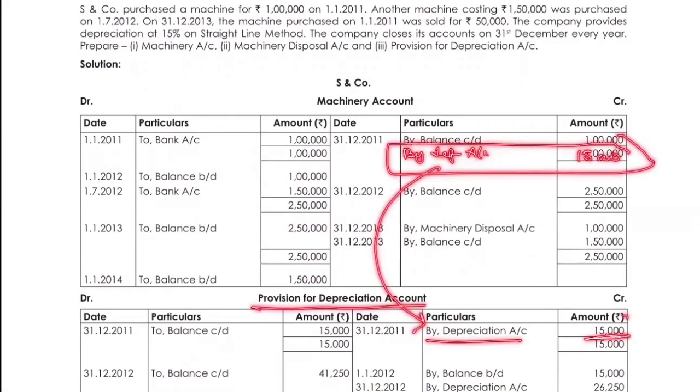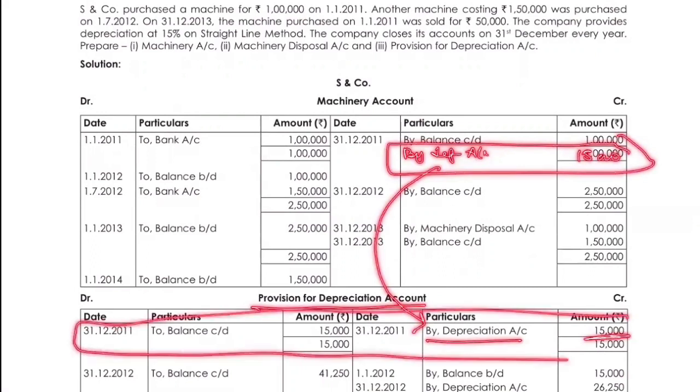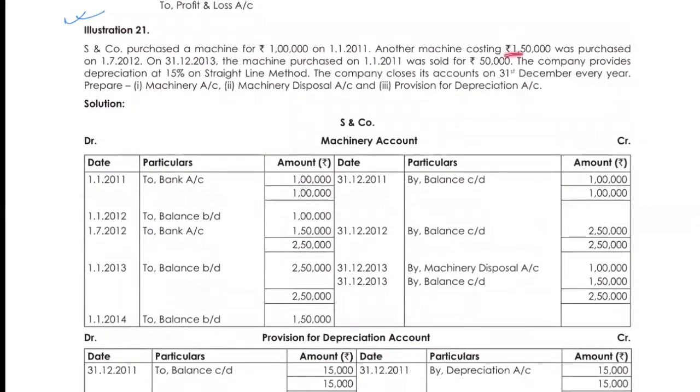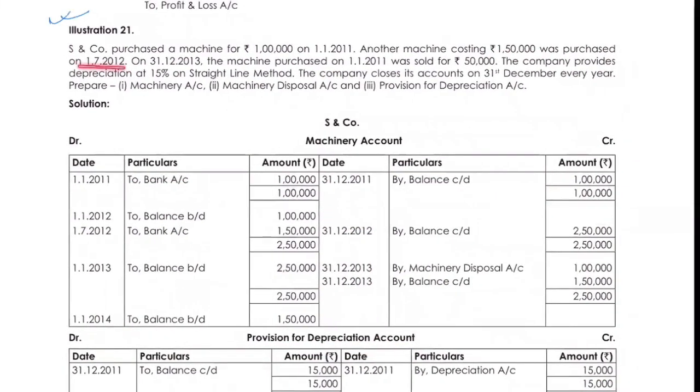Okay. So nothing more has to be charged. So it will close here, and this will remain 1 lakh. Correct. Now we move on to the next year. There is a purchase of 1.5 lakh on 1st of July 2012. So we'll add it over here. Okay. And again, 1 lakh depreciation full and 1,50,000 depreciation for 6 months.